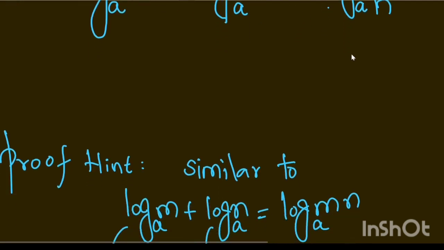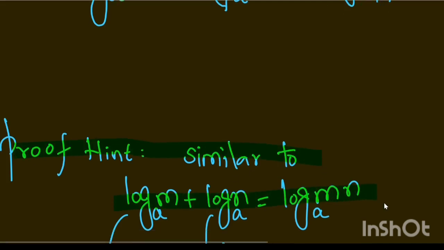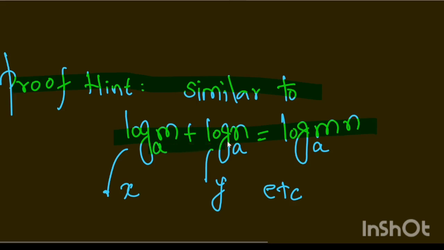So guys, we have seen the hint of this proof. It is similar to log m plus log n is equal to log mn. The same way we can do this also. What we need to do is assume log m as x and log n as y and so on, convert it to exponent form, multiply or divide them and so on. Okay, that way it can be proved.